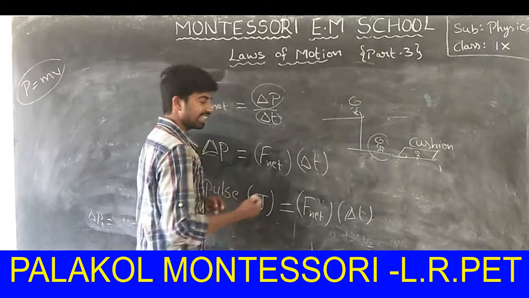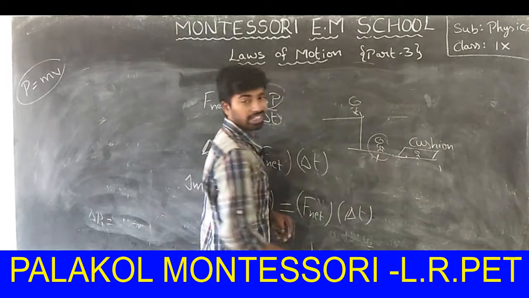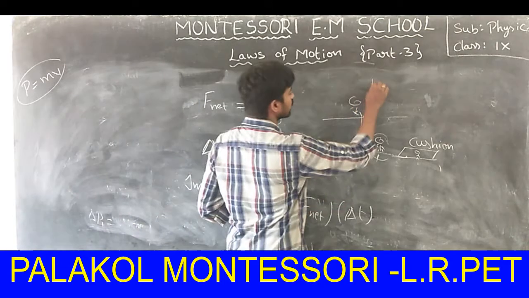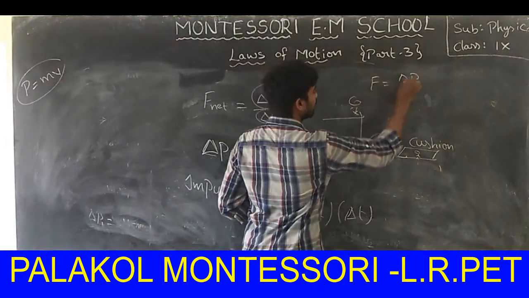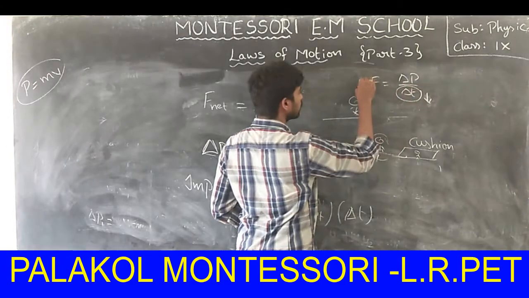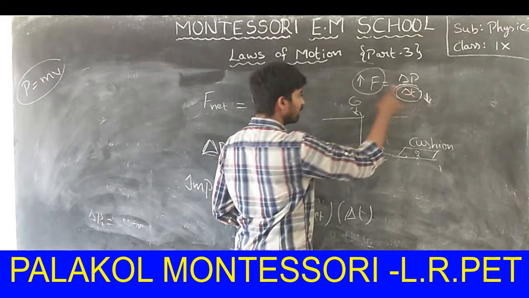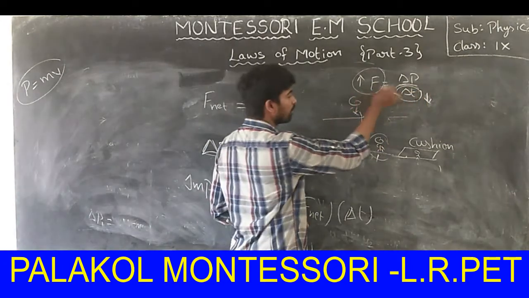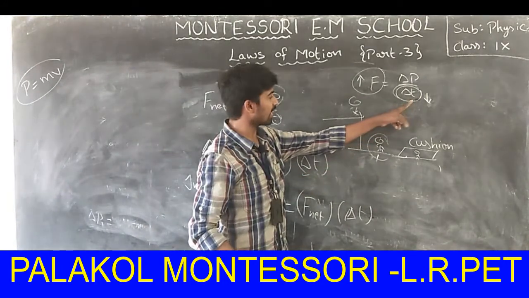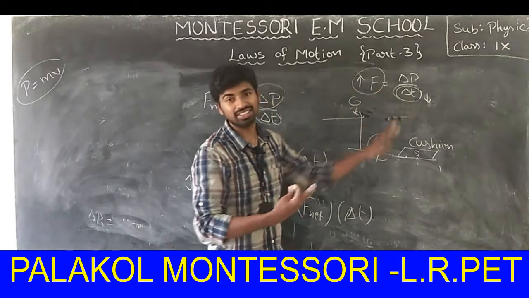Why? Because here the time of contact will be greater. So what is force? F is equal to delta P by delta T. When the time of contact is less, the force will be greater, because they are inversely proportional: one is in the denominator and the other in the numerator. We call this an inversely proportional relation. When the time of contact is less, the force will be greater. When the time of contact is greater, the force will be less.